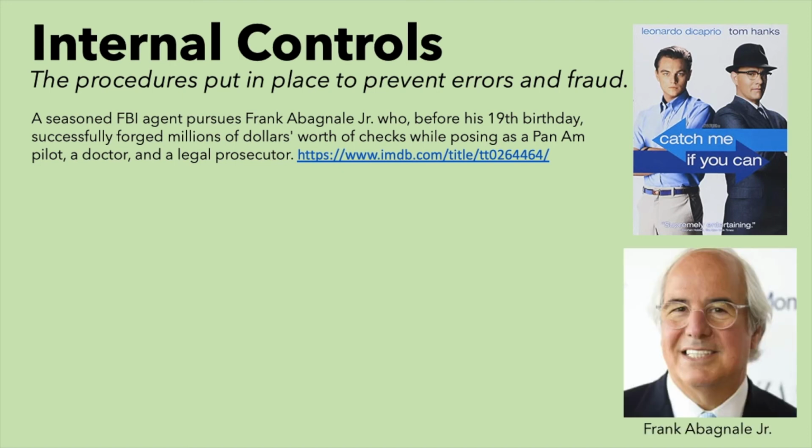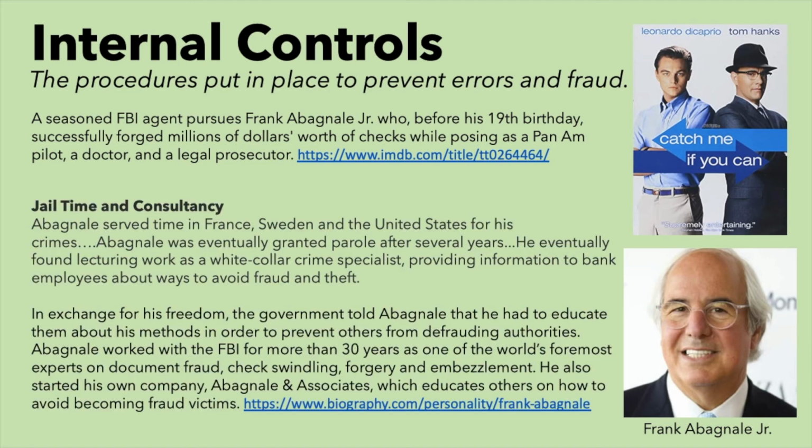He's a real guy. This is a picture of Frank Abagnale Jr., and he served time in France, Sweden, and the United States for his crimes. Abagnale was eventually granted parole after several years. He eventually found lecturing work as a white-collar crime specialist, providing information to bank employees about ways to avoid fraud and theft. In exchange for his freedom, the government told Abagnale that he had to educate them about his methods in order to prevent others from defrauding authorities.